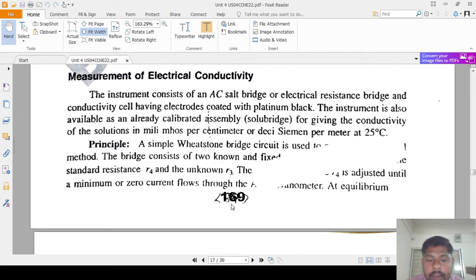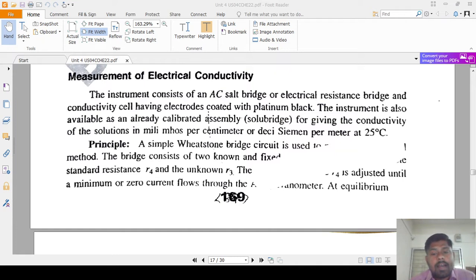Standard resistance R4 and the unknown R3. Now, here the variable resistance R4 is adjusted until a minimum or zero current flows through the AC galvanometer. So, here a total of 4 resistances are there: R1, R2, R3 and R4.